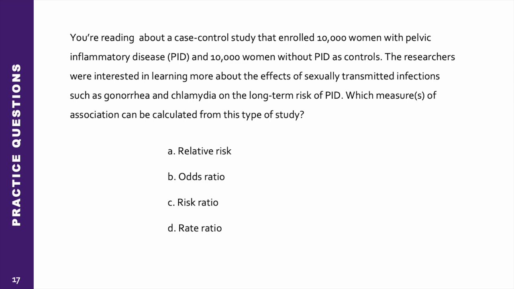You're reading about a case control study that enrolled 10,000 women with pelvic inflammatory disease and 10,000 women without pelvic inflammatory disease as controls. The researchers were interested in learning more about the effects of sexually transmitted infections such as gonorrhea and chlamydia on the long-term risks of pelvic inflammatory disease. Which measure or measures of association can be calculated from this type of study? Relative risk, odds ratio, risk ratio, or rate ratio?